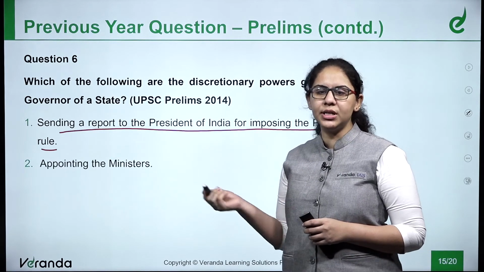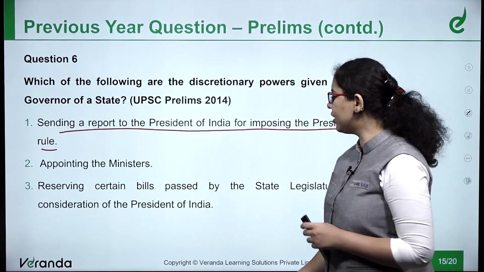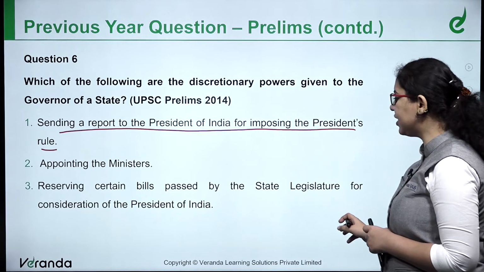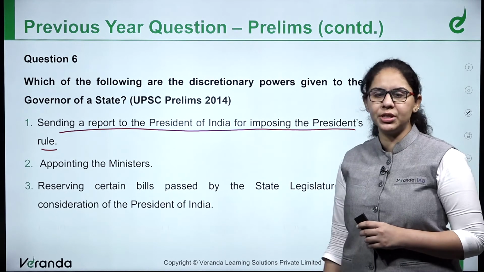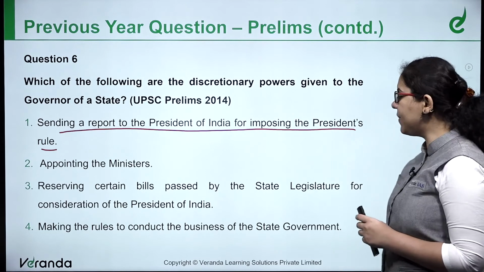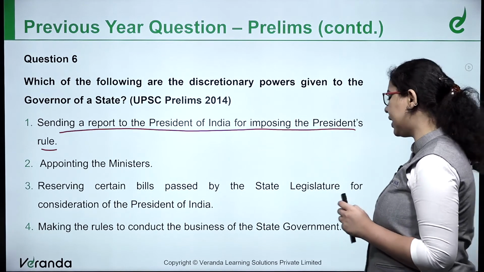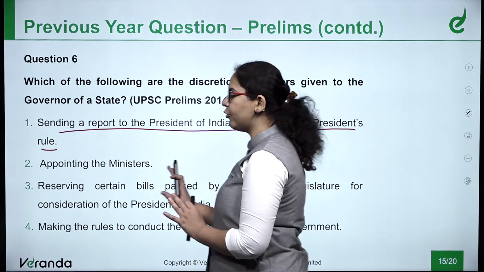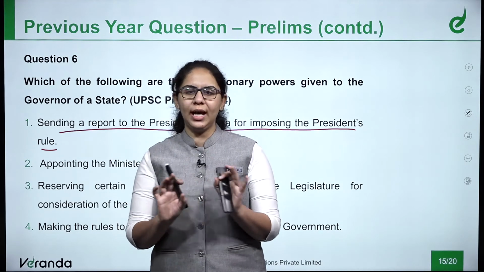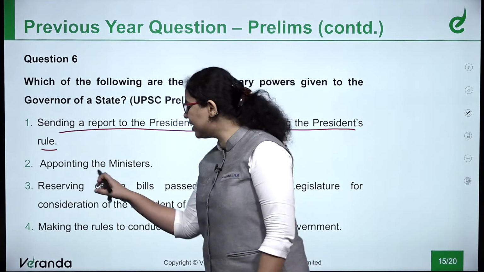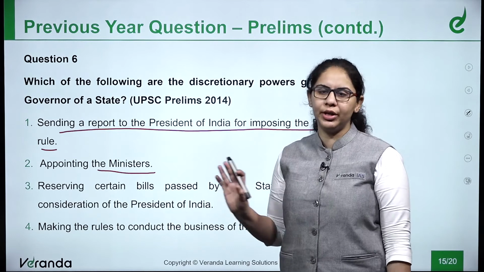Then second is appointing the ministers. Third is reserving certain bills passed by the state legislature for consideration of the President of India. And fourth is making the rules to conduct the business of state government. What we can observe from this, at least we all have this basic information, is that appointing the ministers is not a work of the governor.